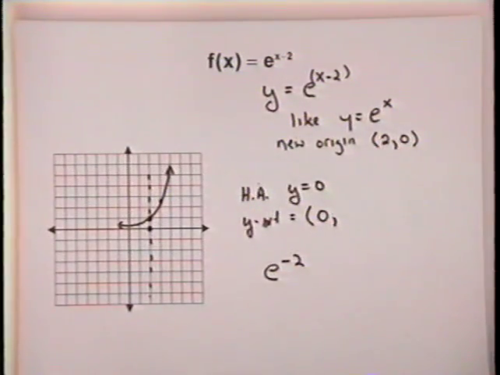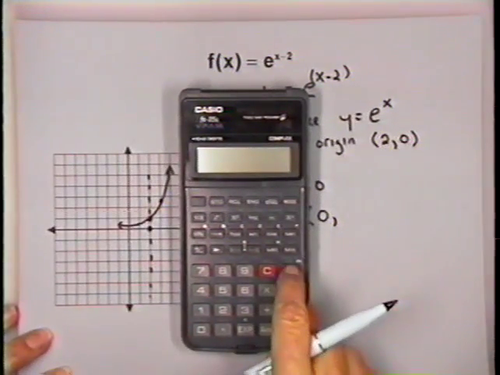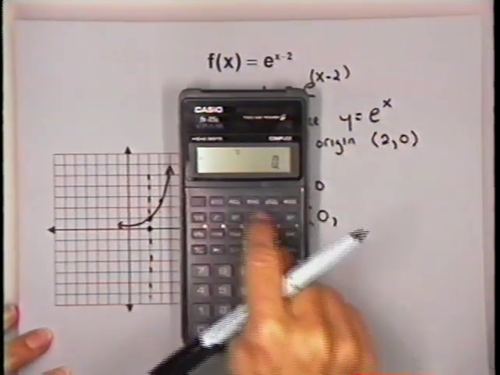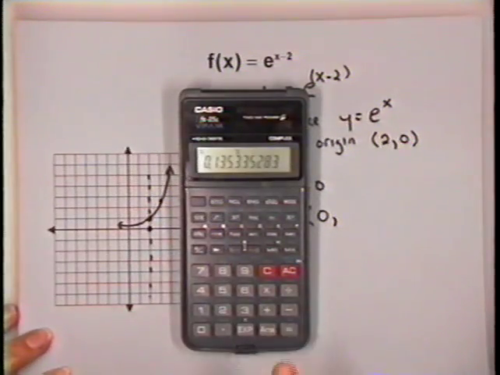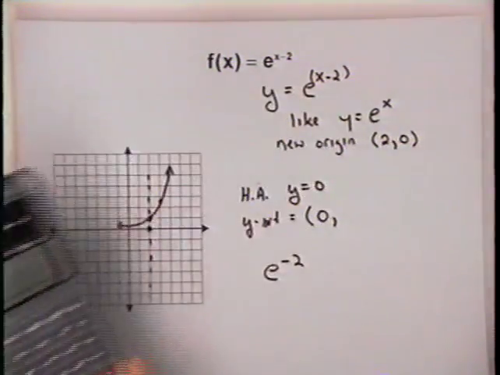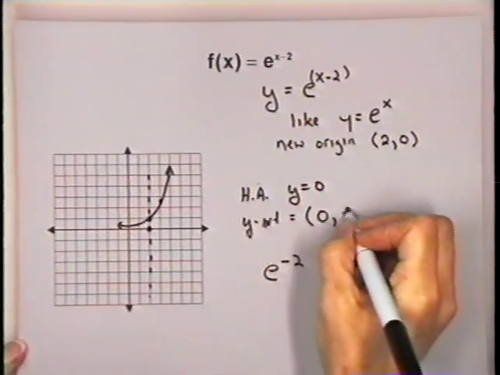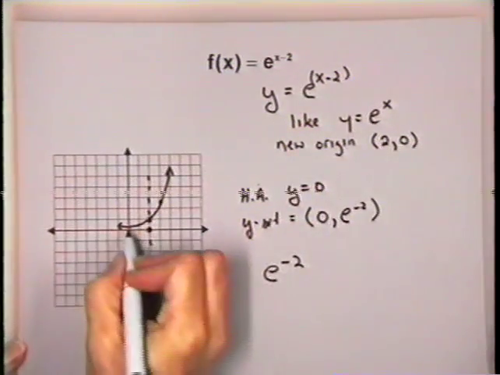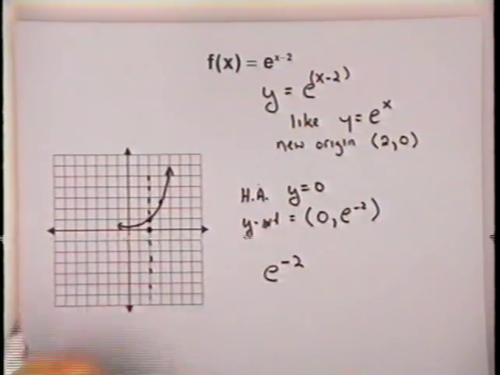Well, let me get my calculator. And let's do e to the negative 2 power. So I'm going to get to my e to the x, negative 2 for my exponent, equals. That's about 0.135. I'm just going to say about 0.1. So I should be crossing just like about 1/10 above my x-axis right there.